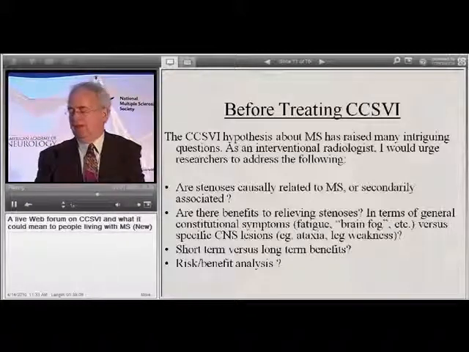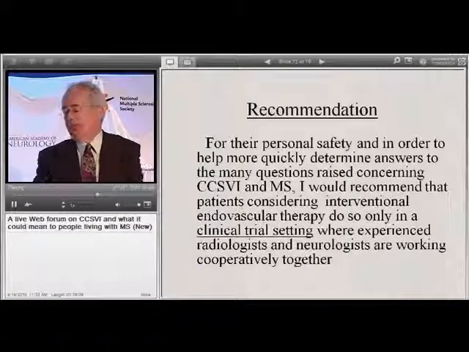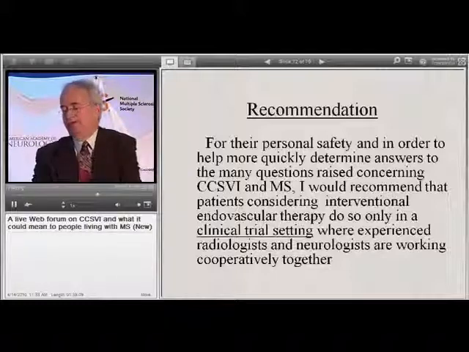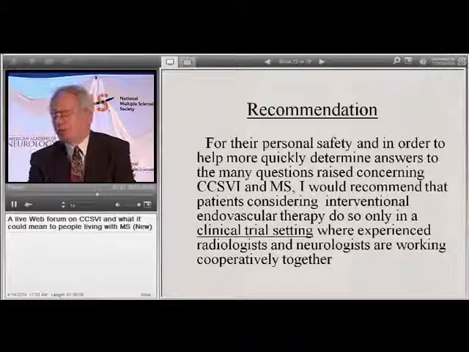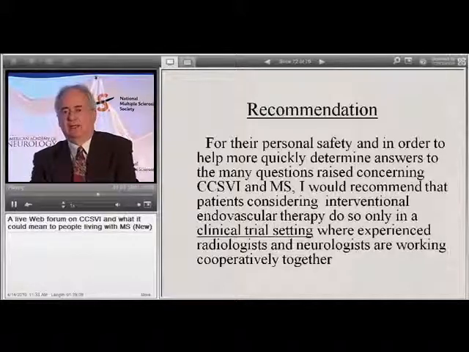So my recommendation for patients considering endovascular therapy is that we should really only be doing this in a clinical trial setting and in institutions where there are experienced interventional radiologists or other specialists who can do this work, and where the interventionalist and the neurologist are working closely together and cooperatively.